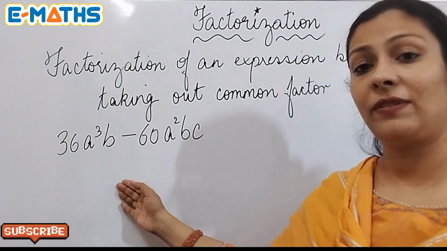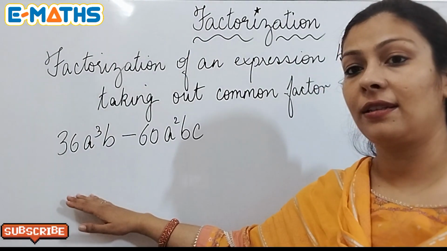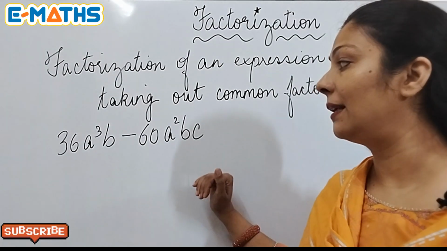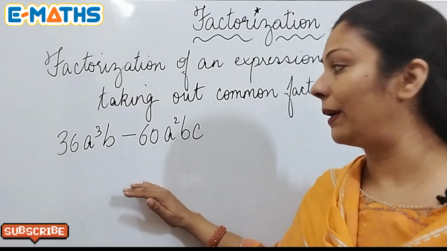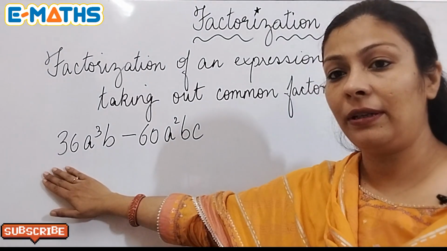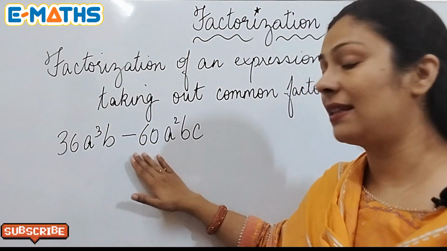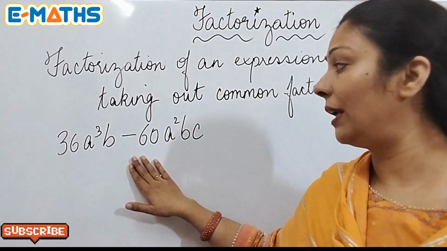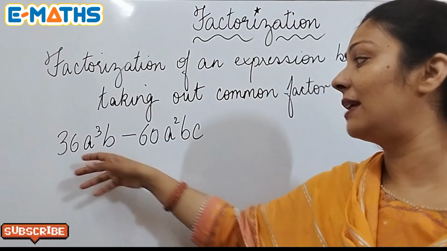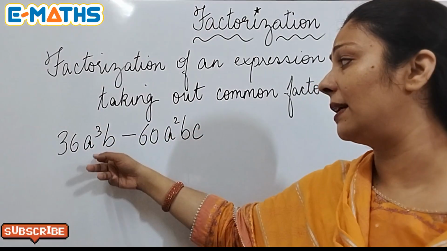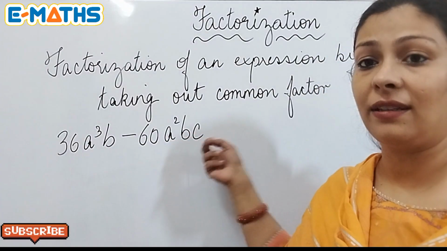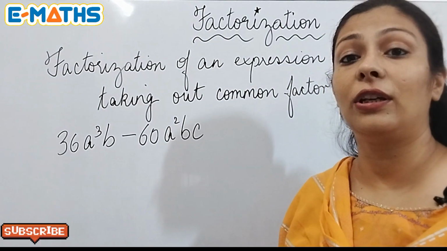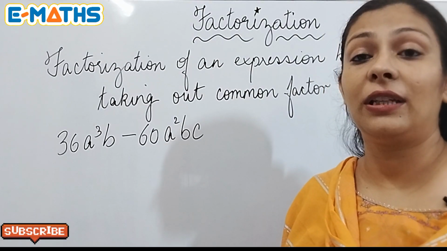Like if you look at this question which I have taken right now, 36a cube b minus 60a square bc. Although this 36 can be written as 6 square, this 60 cannot be written as any number's whole square because it is not. So we cannot make this a whole square, whereas here a has a power 3, this b is single, here bc again is there. So in such cases we take out common factors. Basically we need to take out the HCF of the numbers as common.